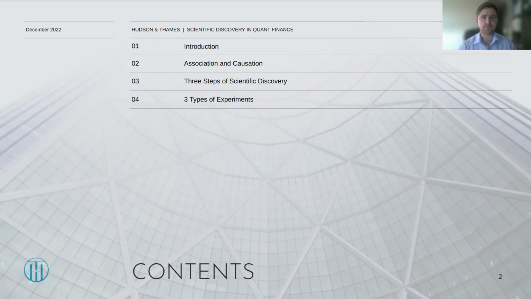Then we're going to talk about the 3 steps of scientific discovery: how do you observe a phenomenon, make a theory about it, and provide a mechanism to check if it's okay. And then also a way to achieve this through 3 types of experiments that you can use to check if your theory is correct.